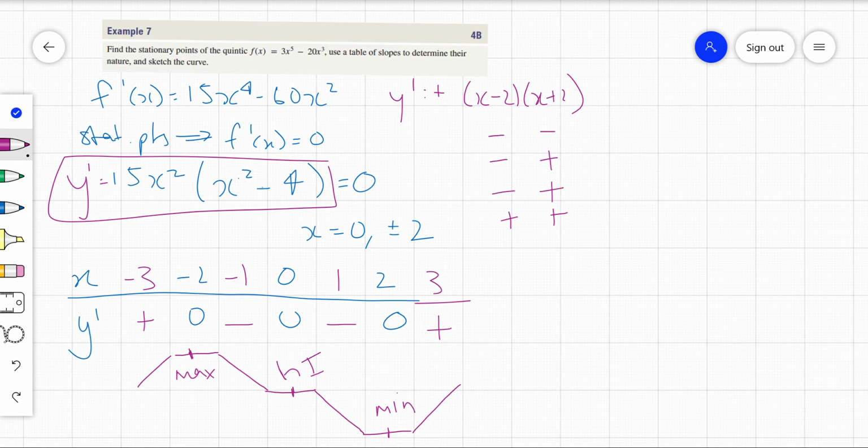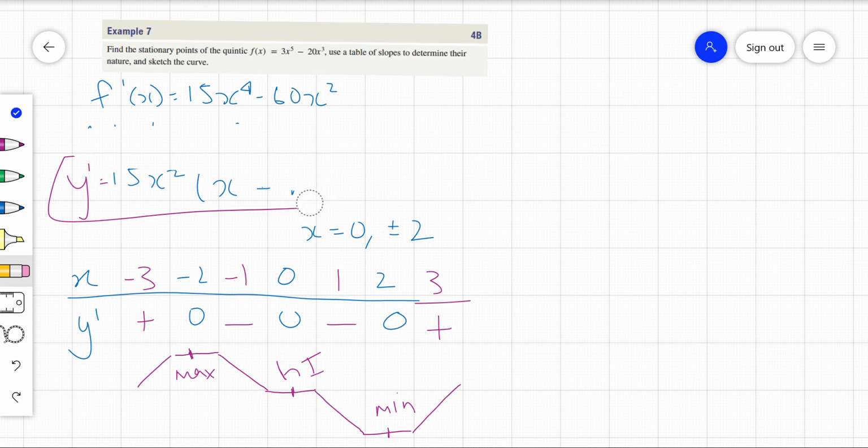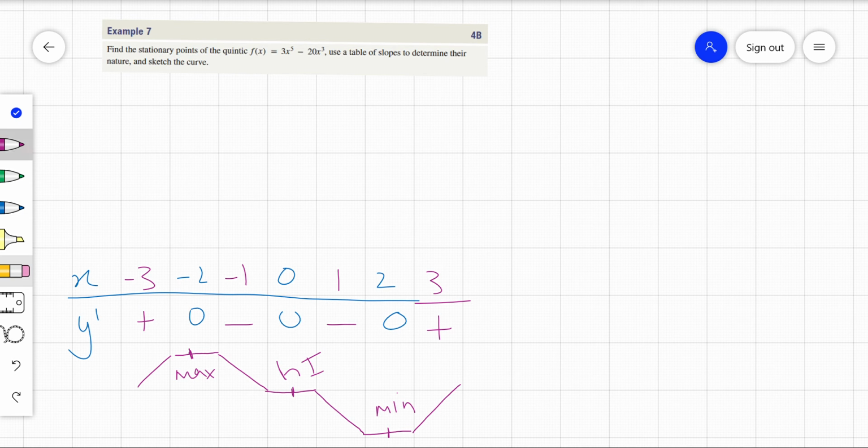So I didn't find their y values. I need to find their y values as well. So let's check at minus 2. Let me get rid of that now. What else do I need or not need? I've got all those, don't I? Yeah, just get rid of that. Alright, so at x equals minus 2, at x equals 0, and at x equals 2, I've got, what did I say? That's maximum. This is a horizontal point of inflection, and this is a minimum.